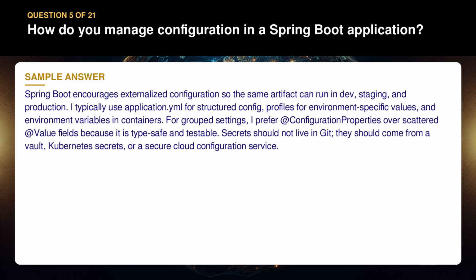Spring Boot encourages externalized configuration, so the same artifact can run in dev, staging, and production. I typically use application.yml for structured config, profiles for environment-specific values, and environment variables in containers. For group settings, I prefer @ConfigurationProperties over scattered @Value fields because it is type-safe and testable. Secrets should not live in Git. They should come from a Vault, Kubernetes secrets, or a secure cloud configuration service.